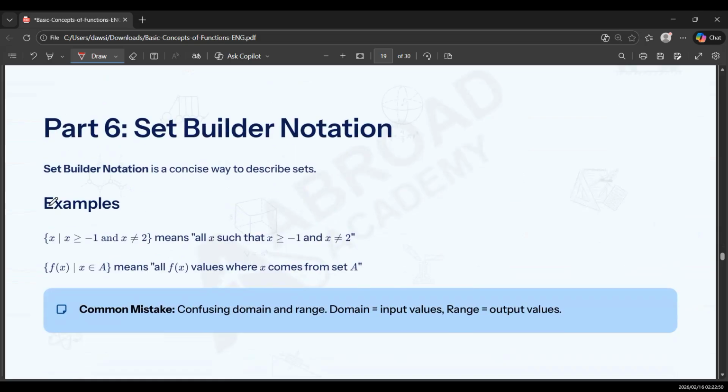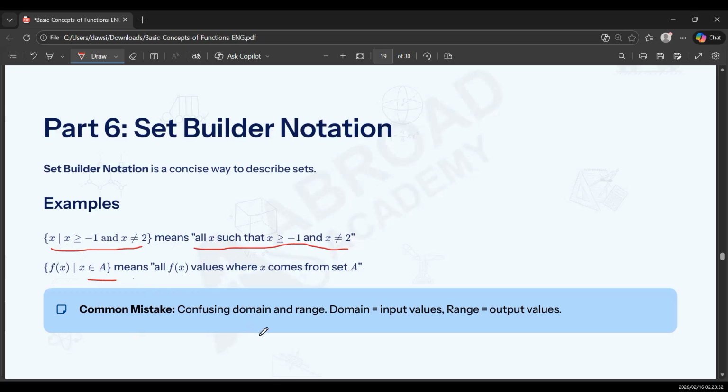Here are set-builder notations. x greater than or equal to minus 1 and x not equal to 2 means all x such that x is greater than or equal to minus 1 and x is not equal to 2. Here is a function of x, all function values where x is an element of A, that means x comes from set A.